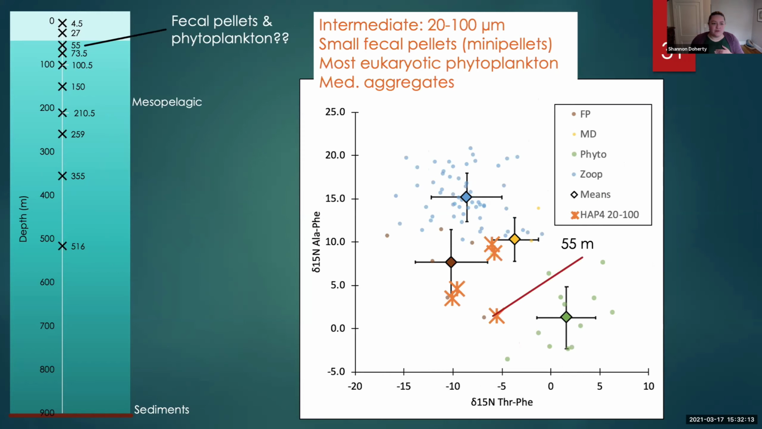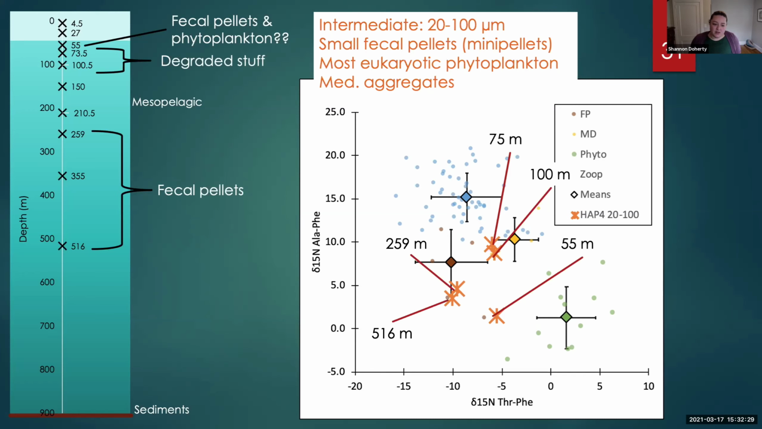Our intermediate particles, we would expect similar things out of those. So interestingly, at 55 meters, it looks like we have a particle that's dead center in between the fecal pellet end member and the phytoplankton end member. We have below the euphotic zone degraded stuff similar to our large particles. And then in the mesopelagic, again, we have fecal pellets, also similar to our large particles.